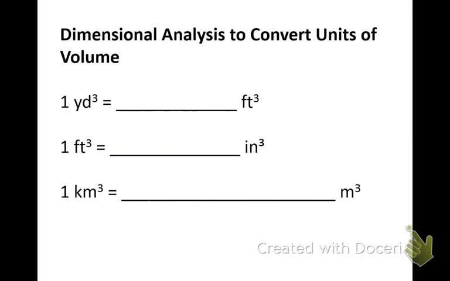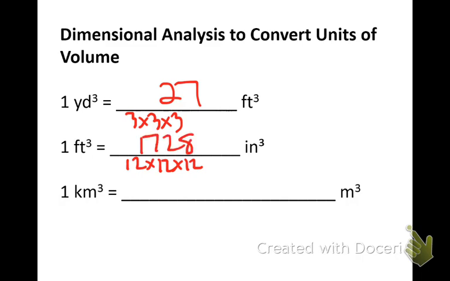Dimensional analysis to convert units of volume. What would 1 yard cubed be in feet? Good, 27. It's 3 times 3 times 3. It's 27 feet cubed. 1 foot cubed in inches would be 12 times 12 times 12, which is 1,728. Yep, it works out.